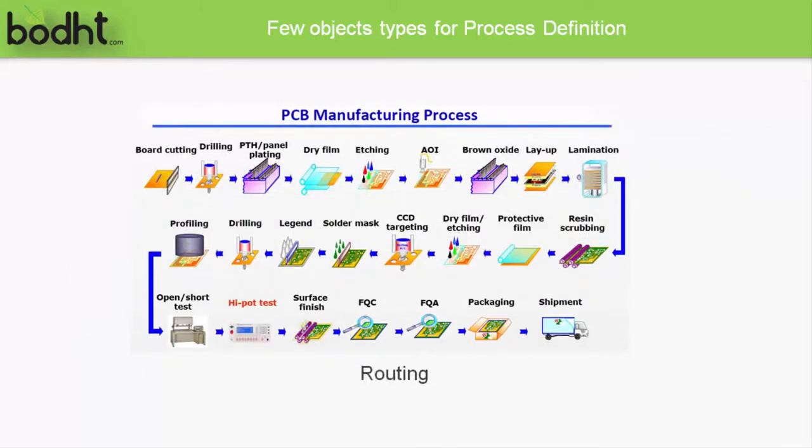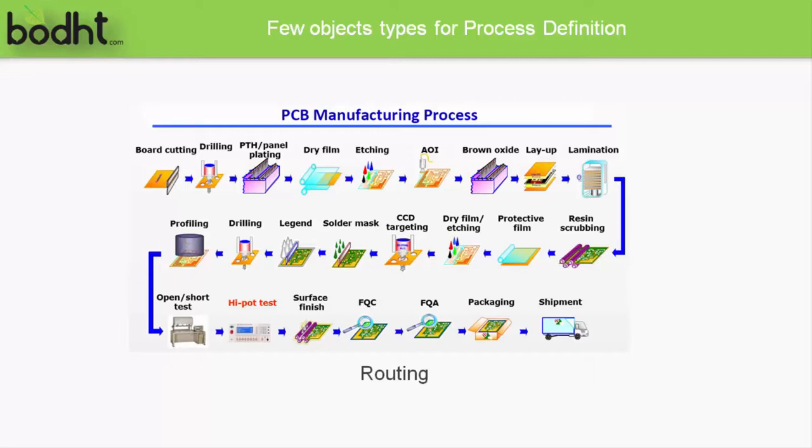Then comes the routing. If we take a simple example of the PCB manufacturing process, the production of the PCB would go through many operations, maybe cutting the board, drilling, etching, or maybe lamination, or then probably it may go through drying the film, or maybe soldering, then again drilling, and many more operations it would go through.